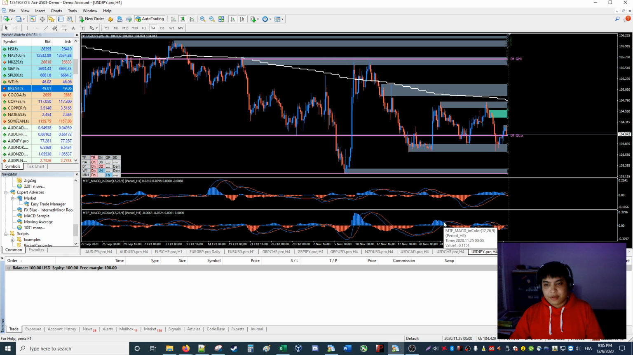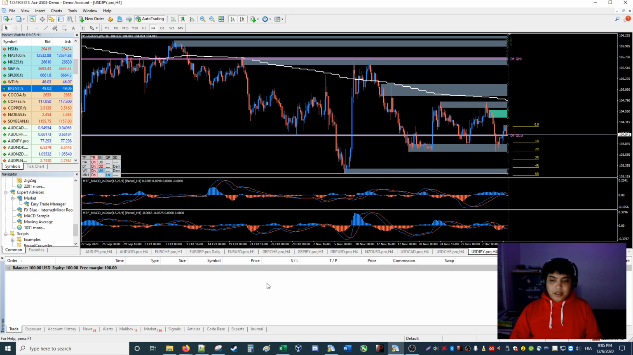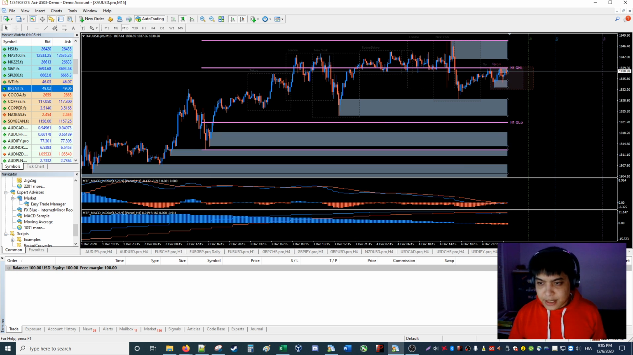We have the H4 divergence here, and we are a bit on the low side here, but if we look at the risk reward, we can still get a 2-for-1 trade. Alright, so right now it looks like all the pairs that we have are yen related, and the last one we have is gold.